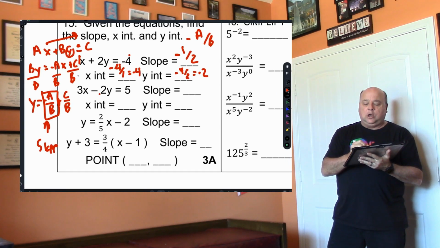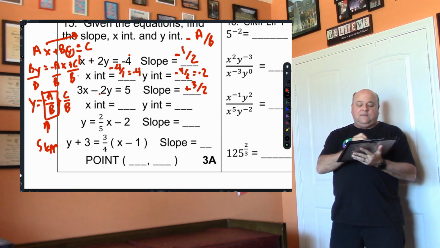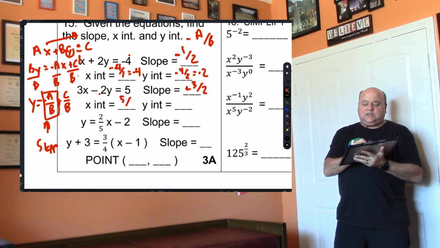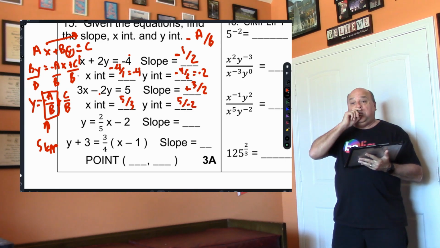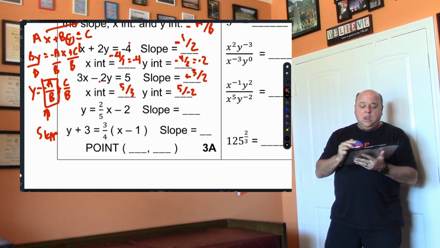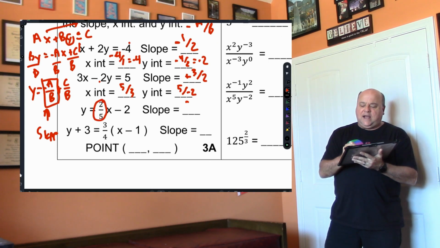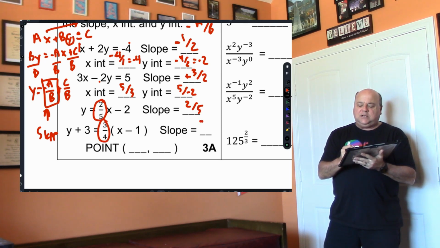On the next one, my slope's going to be 3 over 2. The opposite of a negative is a positive, so my slope's 3 over 2. Now then, 5 divided by 3 is my x-intercept. 5 divided by negative 2 is my y-intercept. Those would be decimal values, wouldn't they, if we graphed and traced this. On the next one, 2 over 5 is my slope. On the next one, 3 over 4 is my slope.